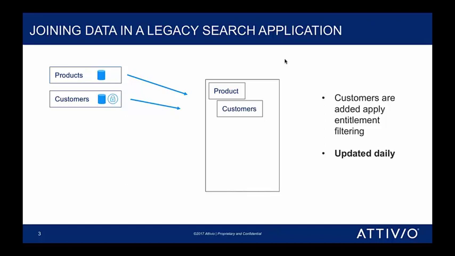In other words, you want to filter out some products that match the user's query, but you don't want them to see. To do this, you will need to find all the products that a customer has access to and write the customers directly into the document. It's likely that this information changes maybe on a daily basis. So now you're looking for updates on a daily basis.